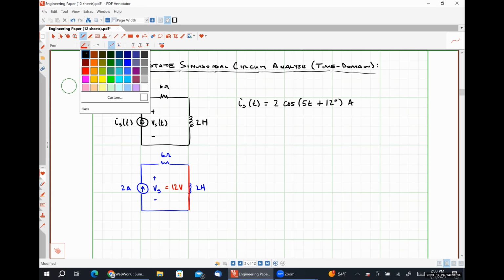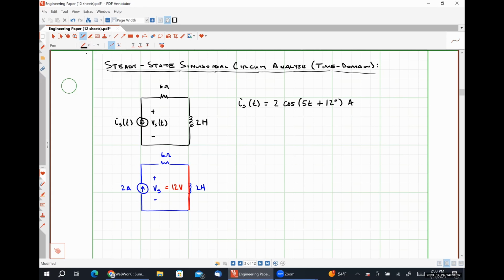So when we excited this circuit with a DC signal, our response was also a DC signal. So it should stand to reason that if we excite our circuit with an AC signal, like I have here, I would expect that Vs of t will be a sinusoidal signal as well. So I'm going to guess that Vs of t will be of the form Vm cosine 5t plus some phase angle theta v volts. So let's see if that shakes out.